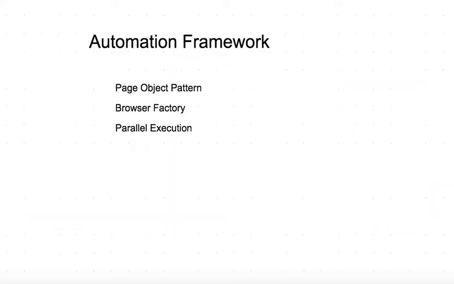So let me just show you real quick what I have in plan with this automation framework. I'll be using the page object pattern right away. This course assumes that you have some fundamental knowledge with Java and Selenium. I'm not going to cover the fundamentals of Java and Selenium, or how to create some basic test scripts with TestNG and Maven. I am going to assume that you have those fundamental knowledges. And I'll be creating a browser factory as well. I'll explain soon what I mean by that. And this framework is going to be set up so that we can run parallel execution as well.